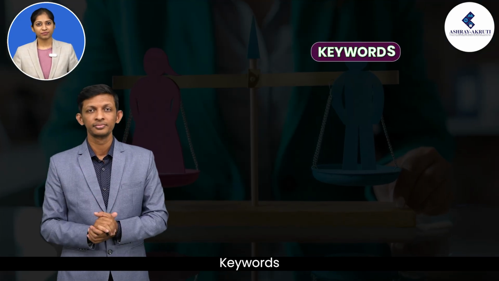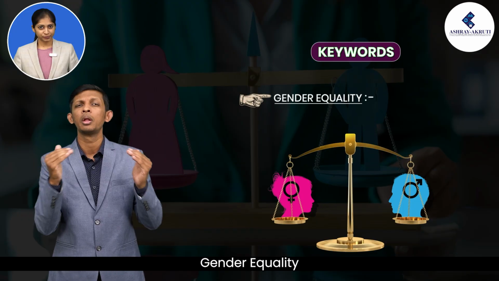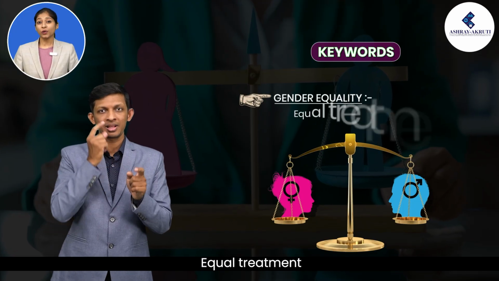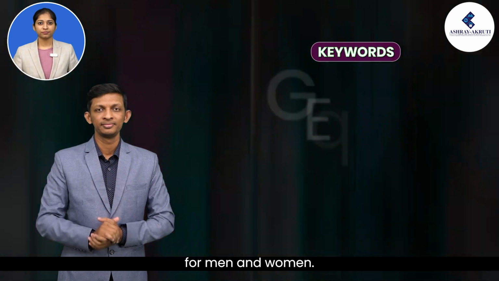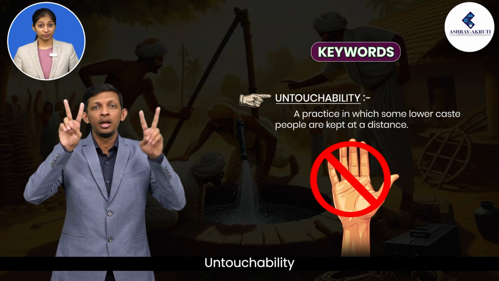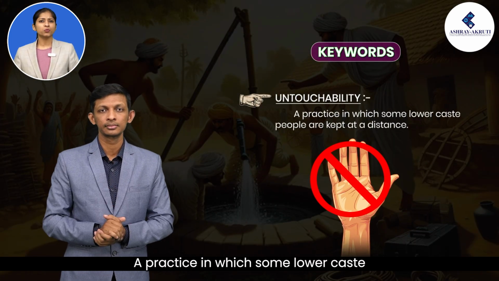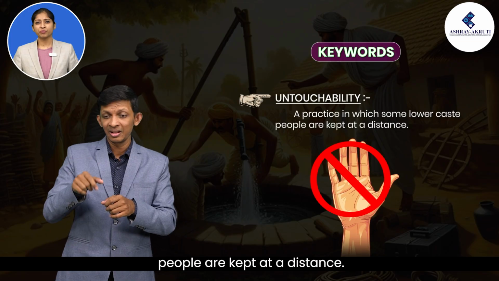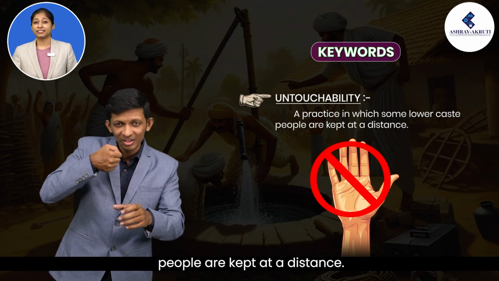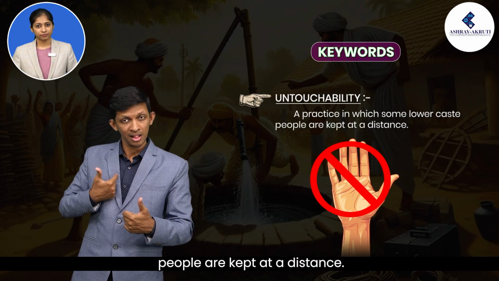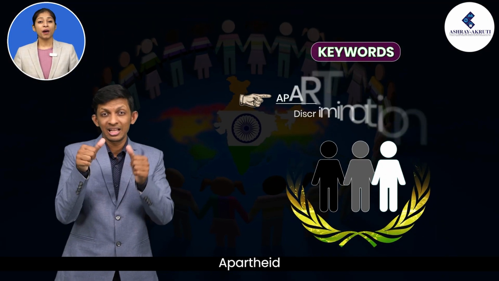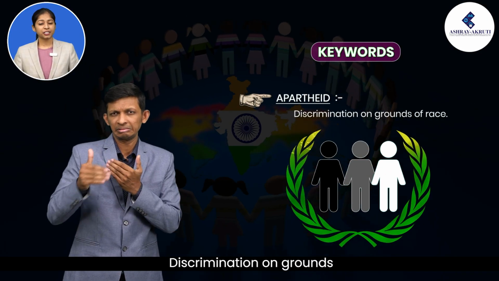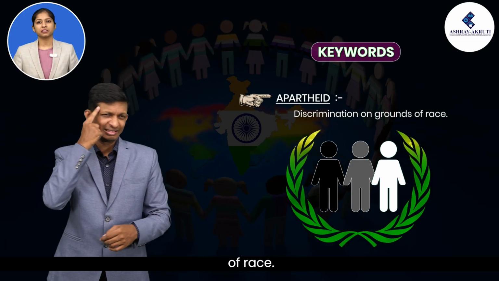Keywords: gender equality, equal treatment for men and women. Untouchability, a practice in which some lower caste people are kept at a distance. Apartheid, discrimination on grounds of race.